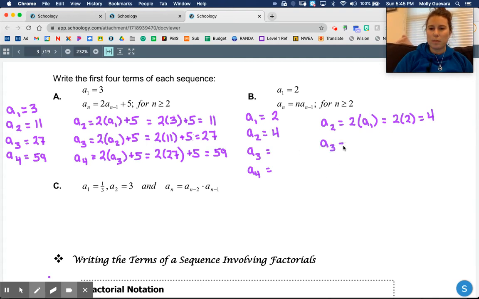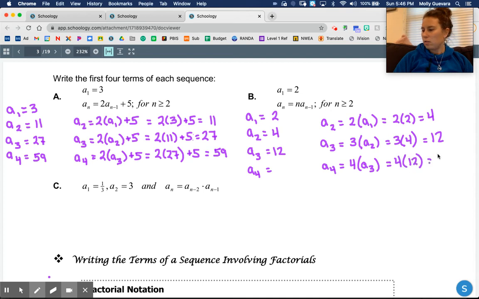For the next term, now n is 3, so it'll be 3 times a sub 2. So it'll be 3 times my previous number, which was 4, and I get 12. And then my last term, now n is 4, so it'll be 4 times a sub 3, since n minus 1 is 3. So 4 times 12, which is 48. If I wanted to find a sub 5, I would do 5 times 48, and so on and so forth. It continues on.